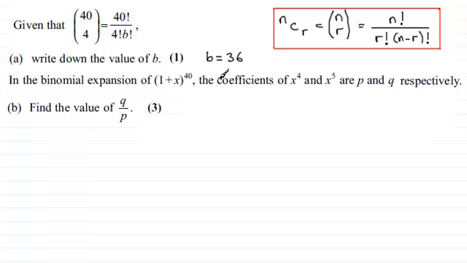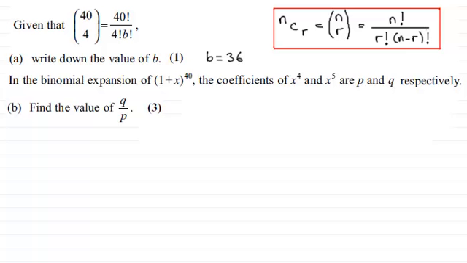Right, now in the next part, we're told that in the binomial expansion of 1 plus x to the power 40, the coefficients of x to the power 4 and x to the power 5 are p and q respectively. And we've got to find the value of q divided by p for 3 marks. So again, if you'd like to try this, if you haven't done so already, just give you a moment to pause the video. Okay, welcome back then if you had a go.